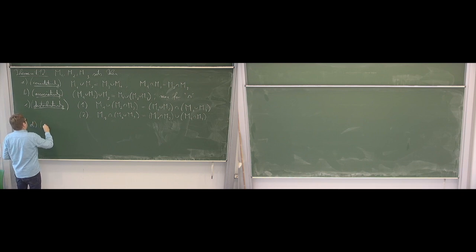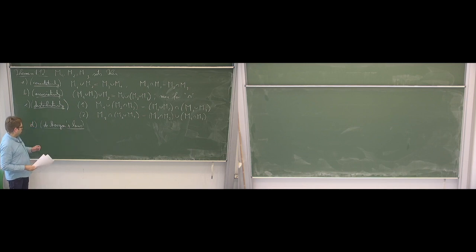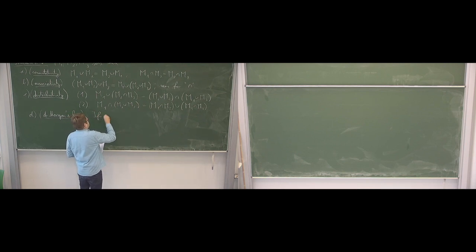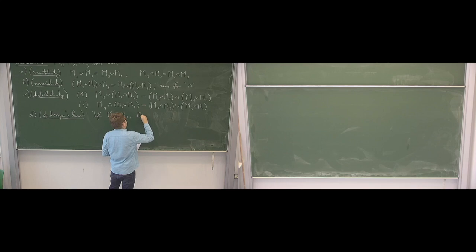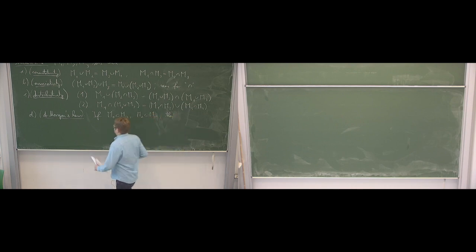And finally, the so-called De Morgan's laws. I don't know if it's De Morgan, probably the guy is French, so it's De Morgan, but anyway. Namely, if we're in the situation that M1 is a subset of M3 and M2 is a subset of M3. So we have one big set, M3, containing the two others, then we can talk about complements, and this is what these laws are about.